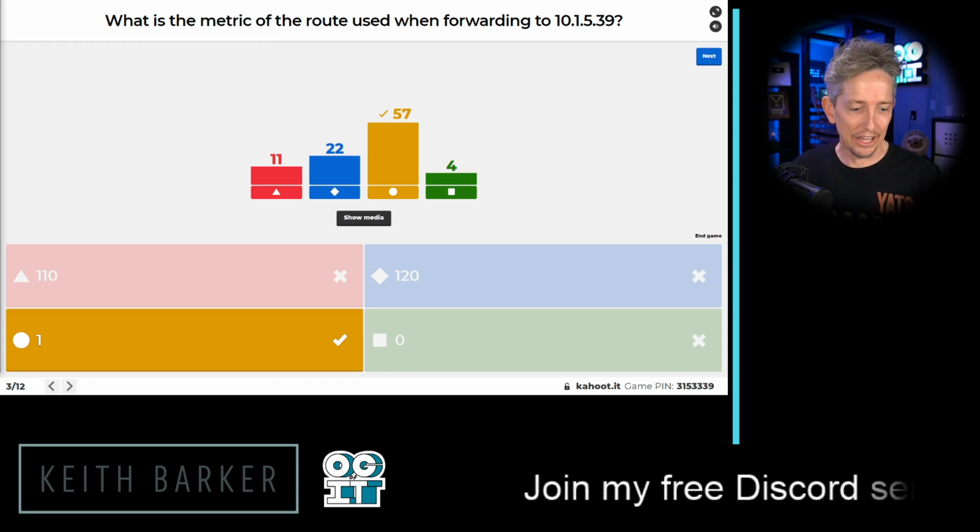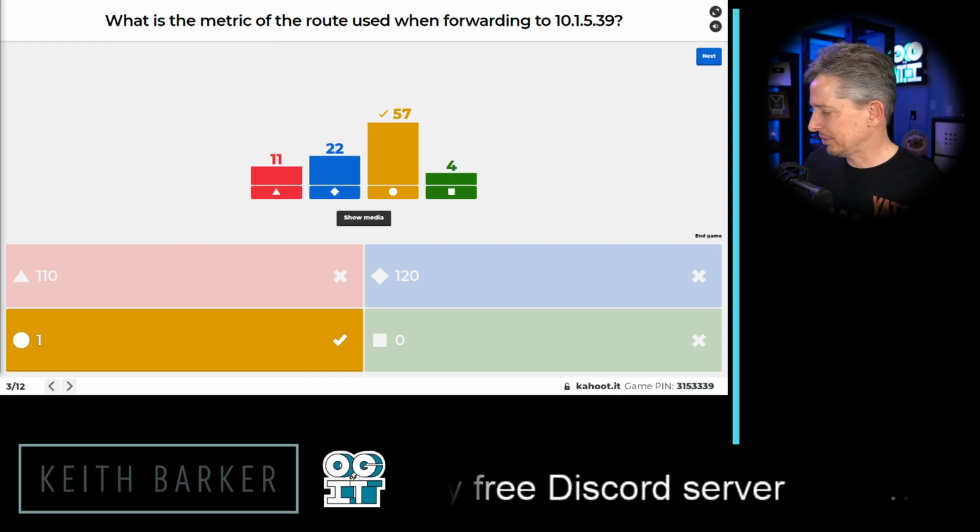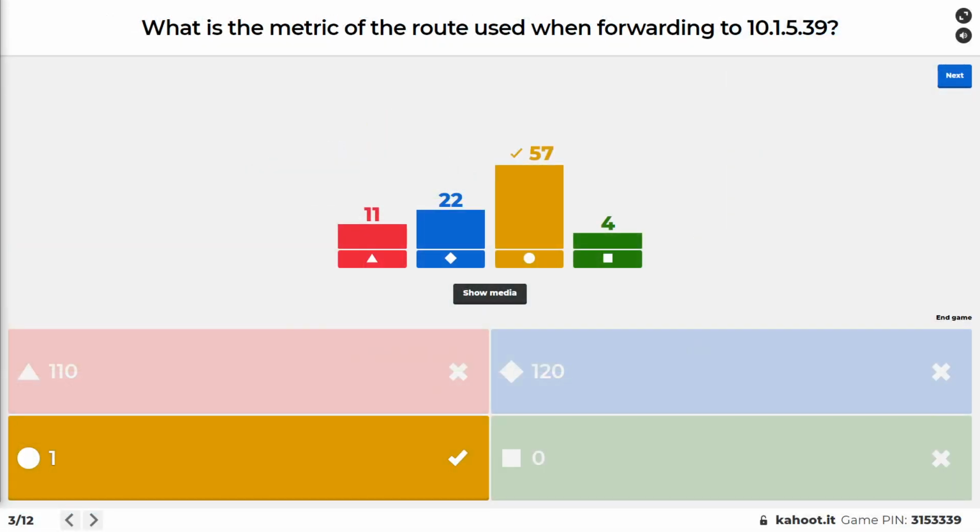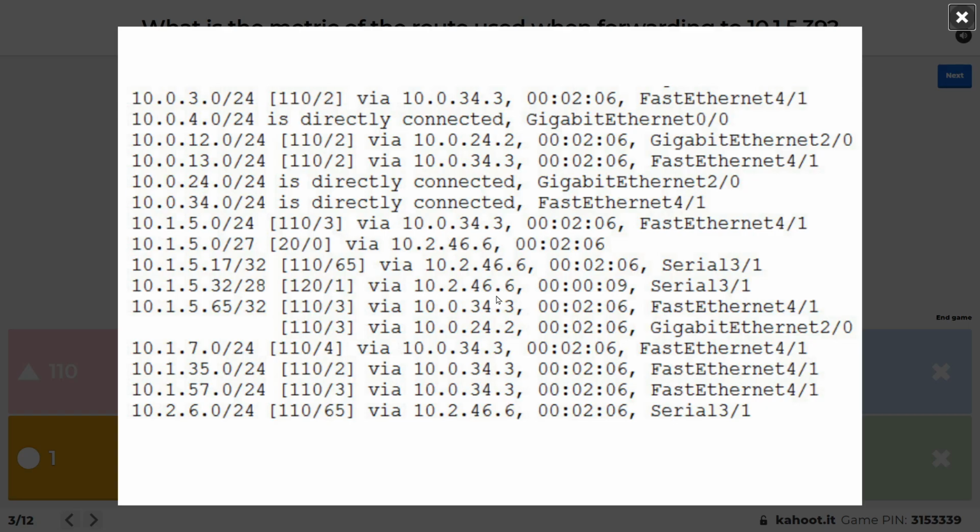So let's take a look at this together. I'll do it right along with you. Let me bring up the full screen. And what is the metric of the route used when forwarding to 10.1.5.39? First question that we might ask ourselves is, what route are we using here? So it could be this one. I'm just eyeballing it here because that last octet is 32. But let's check that out. I want to verify that that's the route before I start answering the question.